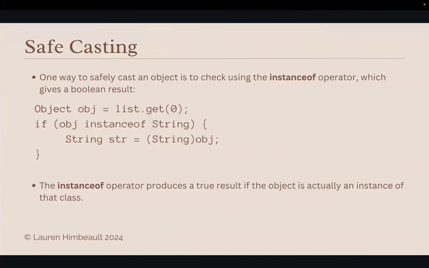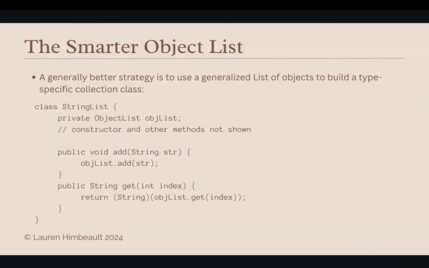Now, we did just talk about doing the safe casting. How to safely cast an object is to check the instanceof of it. I showed it as both an if statement and as the ternary operator. The instanceof operator produces a true result if it actually is that kind of class and false otherwise. Now, a better strategy than what we did is to make a generalized list of objects and then build something on top of it. So first we make our object list that we already have, that holds an ArrayList of objects or whatever it is.